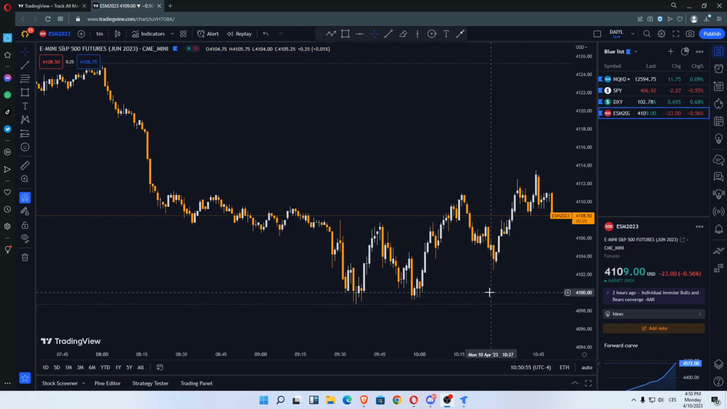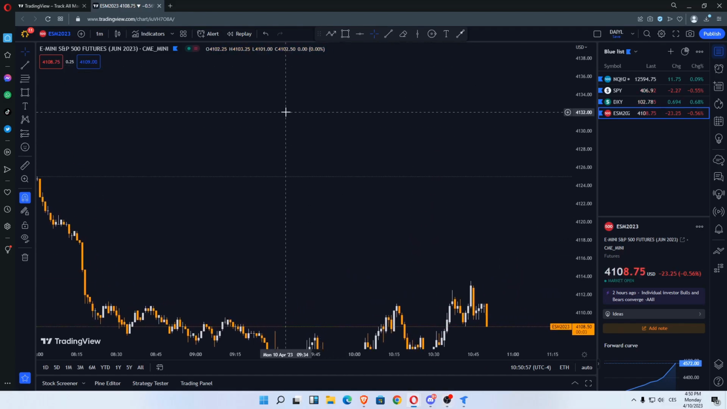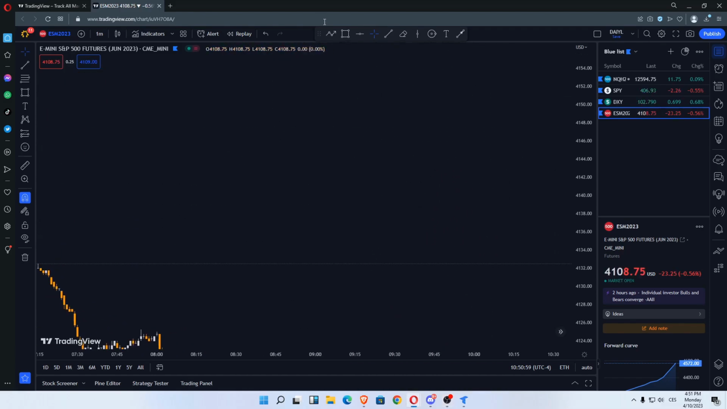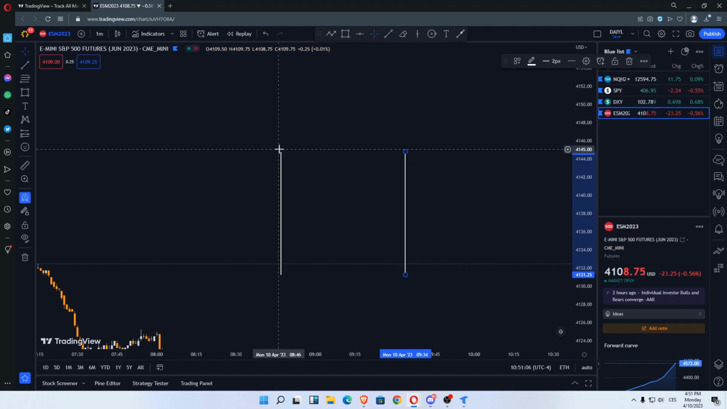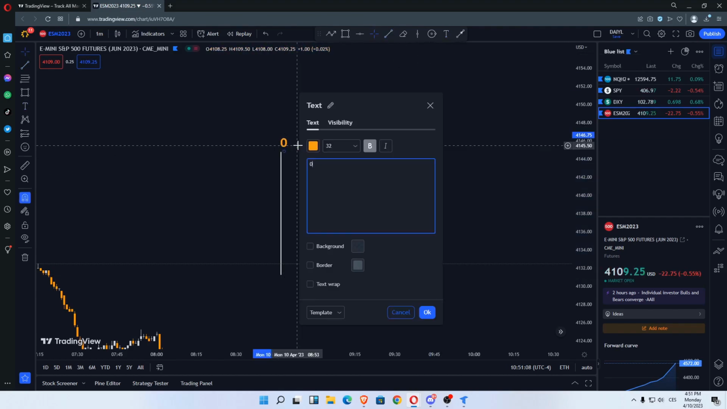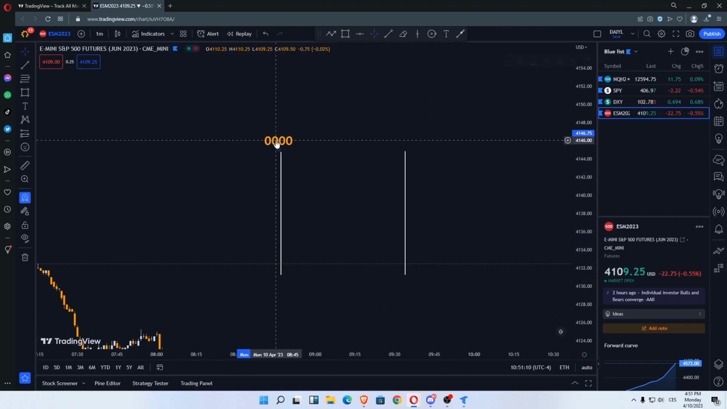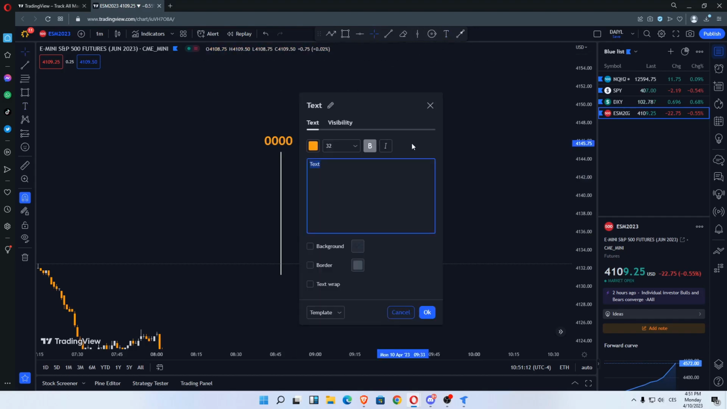This is by far the easiest trading strategy you can learn from ICT. So let's get started. What you want to find first is midnight to 8:30. You want to get this range.